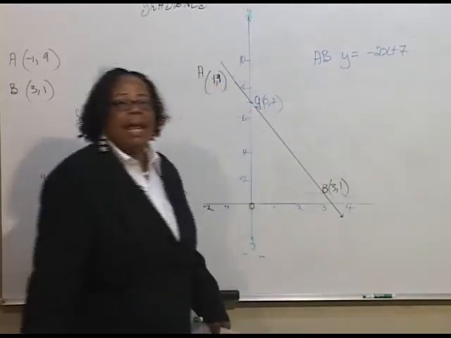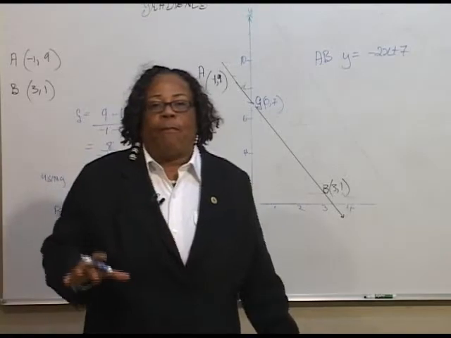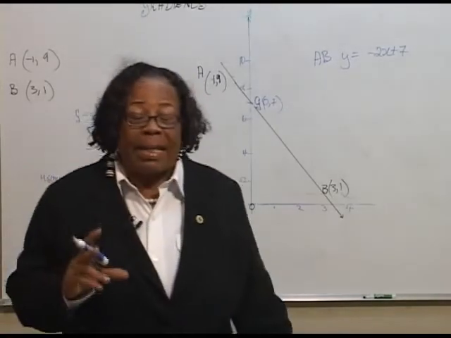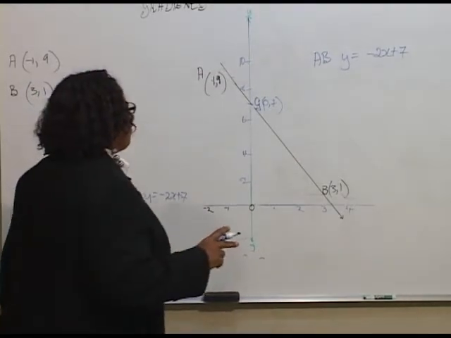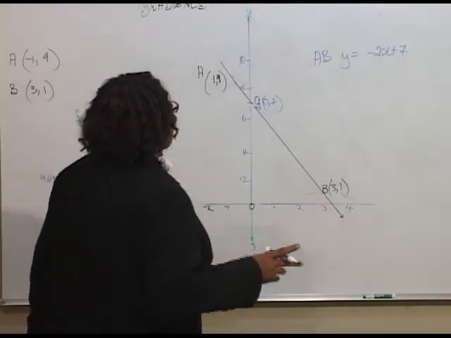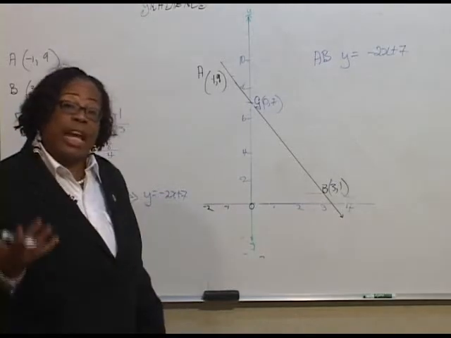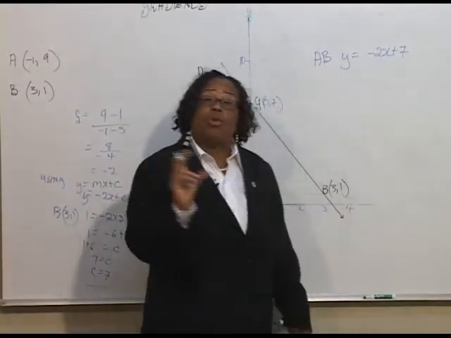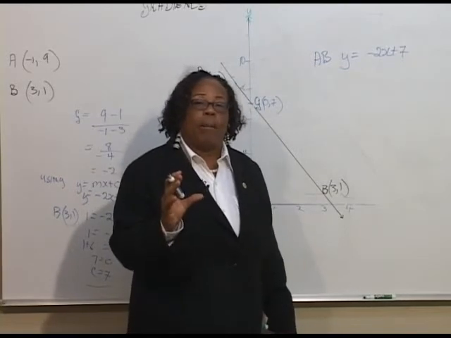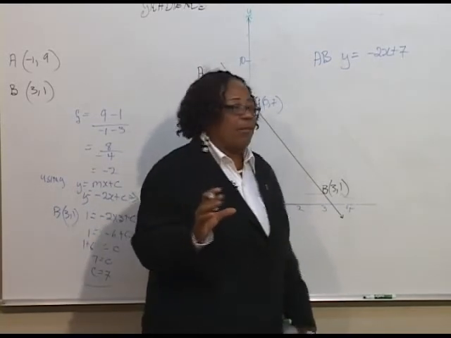What did we say before? If we want to find the gradient of any line perpendicular to a given line, we just have to turn the equation upside down and change the sign. Okay? And when we multiply the two gradients, the product must be equal to negative 1.